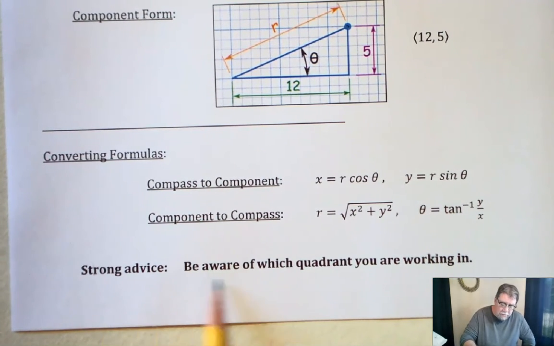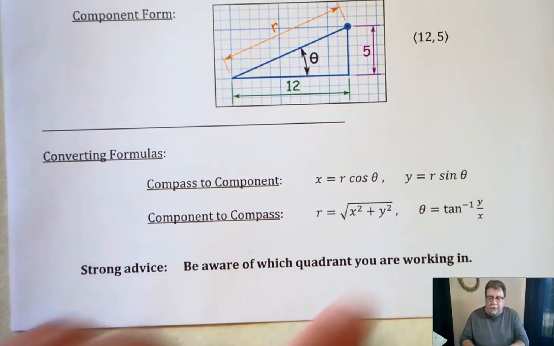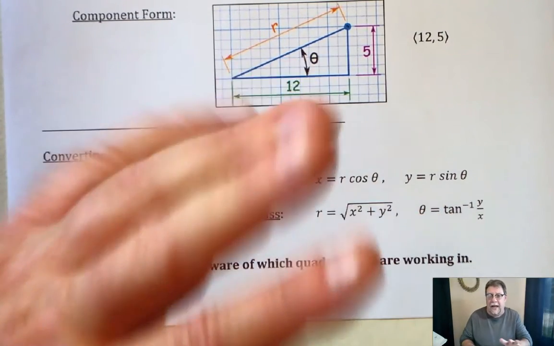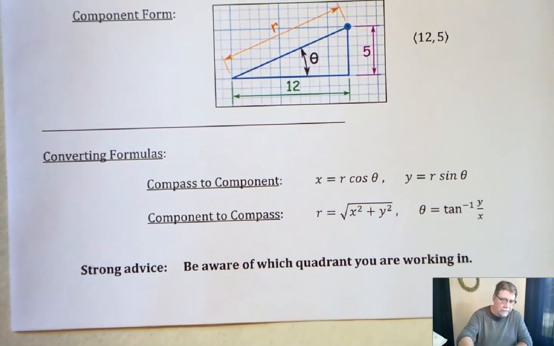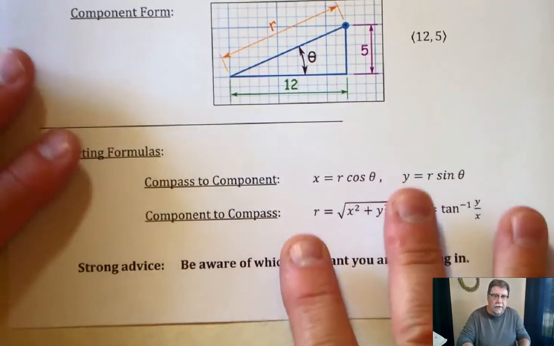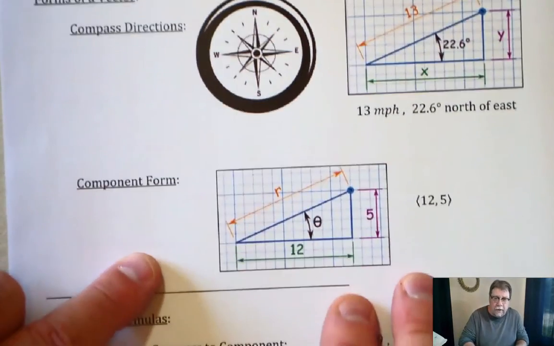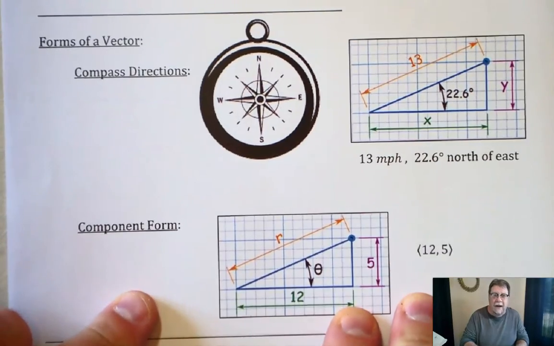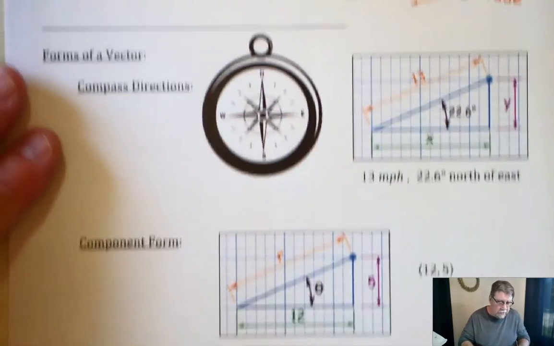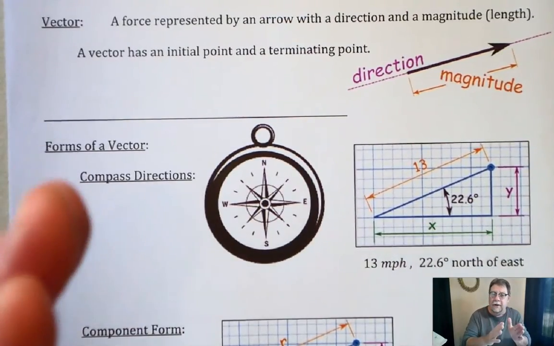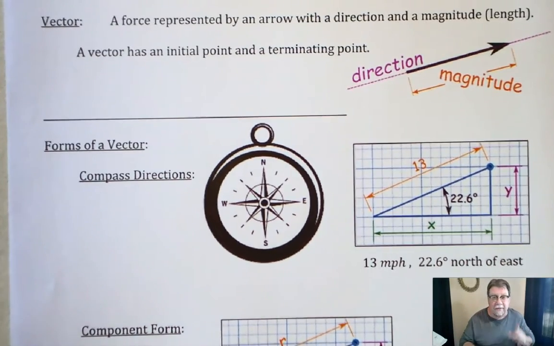You want to be really, really careful about what quadrant you're working in, because these answers could be positive or negative, and you may miss that in the calculating. That's kind of an important thing. So again, we're looking at compass directions and component form as ways of identifying the forms of the vector. So there are the notes. Let's stop here, and then we'll take a look at some examples in the next video.